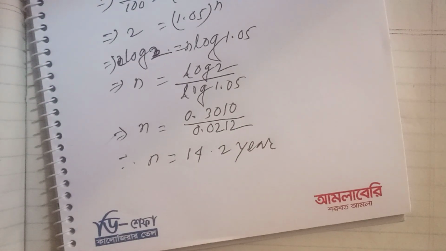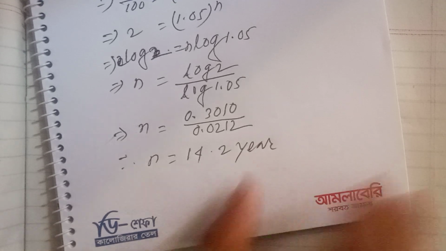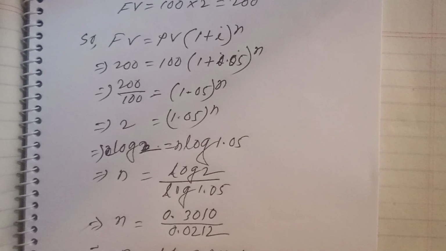It will be 14.2 years to make double, 100 taka to 200 taka.